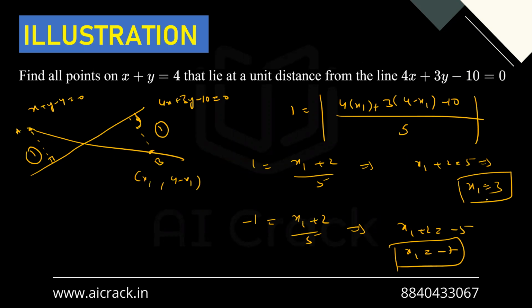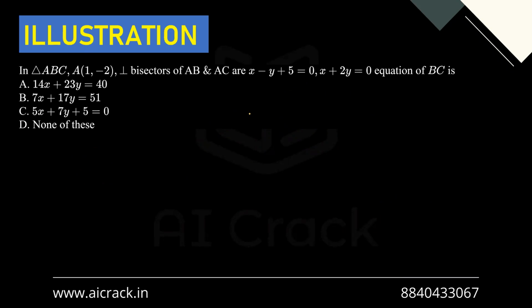So one point would be x1 equals 3, and similarly we'll get the y coordinate as 4 minus 3, that would be 1. So (3, 1) is one point, and the other point would be 4 minus (minus 7), that would be 11, so (minus 7, 11). So these are the 2 points which we'll be getting. Now let's look at this example.